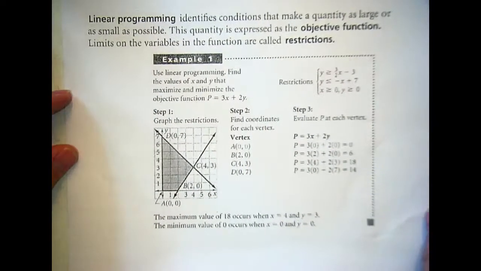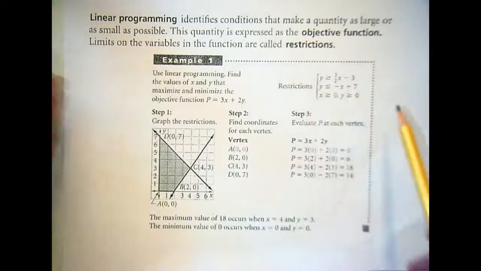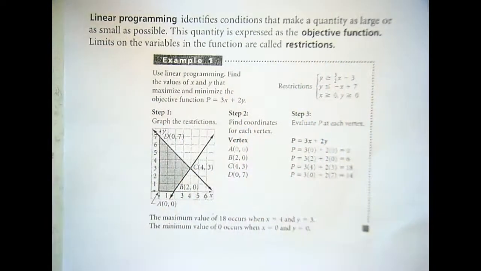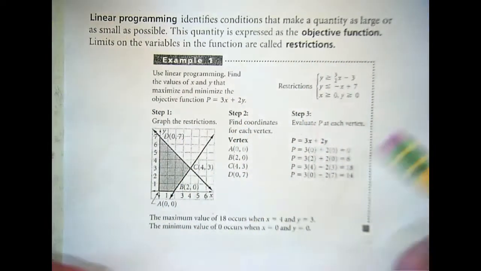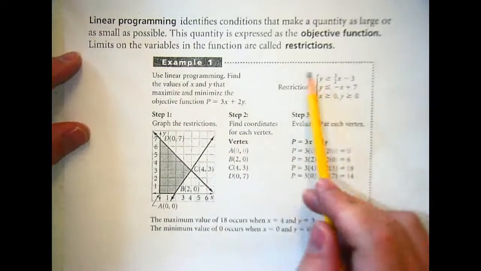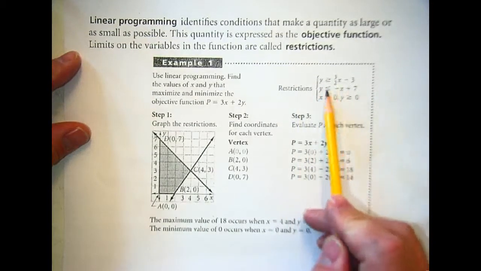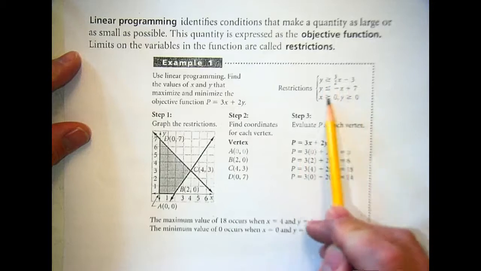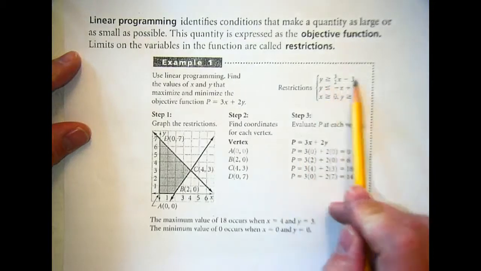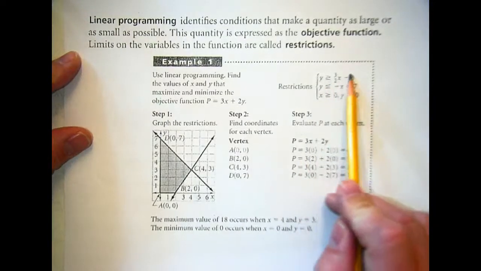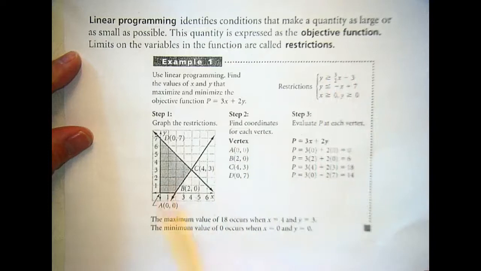I'll give you a second to copy down what you want out of that, but I'm going to explain in more detail using this example here. If I'm looking at this example, what you're given are a bunch of restrictions. These restrictions are based upon this function. In this case we have 1, 2, 3, 4 restrictions. Notice they're inequalities. These restrictions have been graphed and shaded, and there's an overlapping region right here.